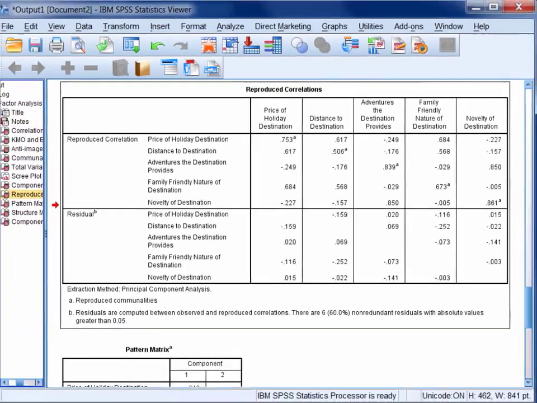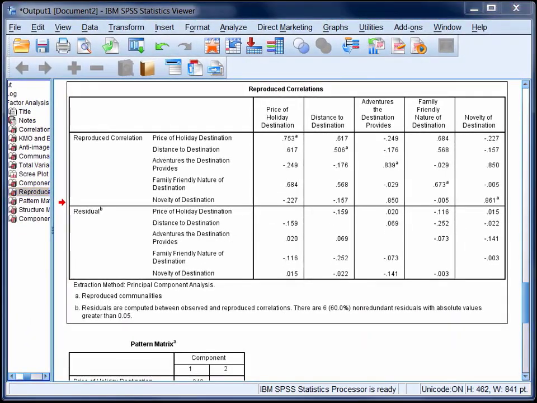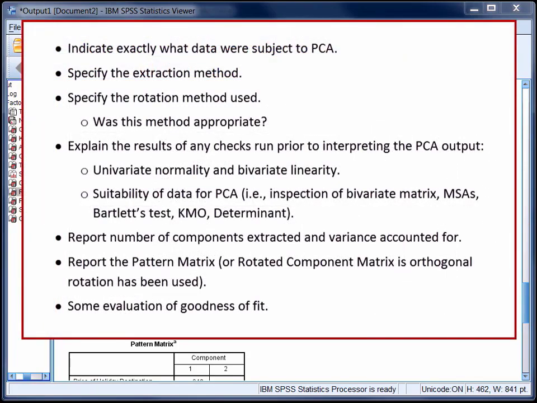Now, when you write up a principal components analysis, there's quite a lot of information that needs to be reported. So in this case, what you would need to do is firstly explain how the 5 items were subjected to principal components analysis and that you used oblique rotation. And then we'd explain how we tested univariate normality and bivariate linearity, and there's advice on how to do this in StatHand. And we'd also want to report what we found here. We'd report on the checks that we looked at earlier in this video.